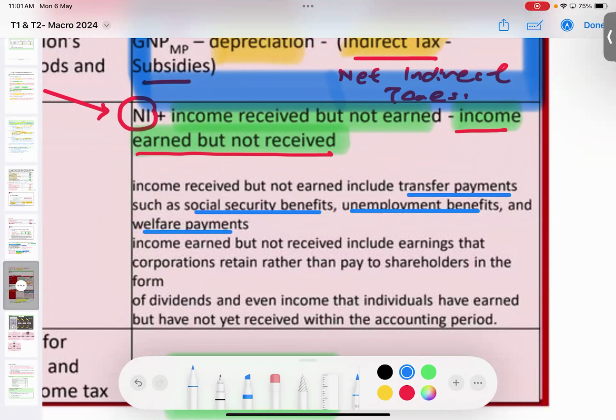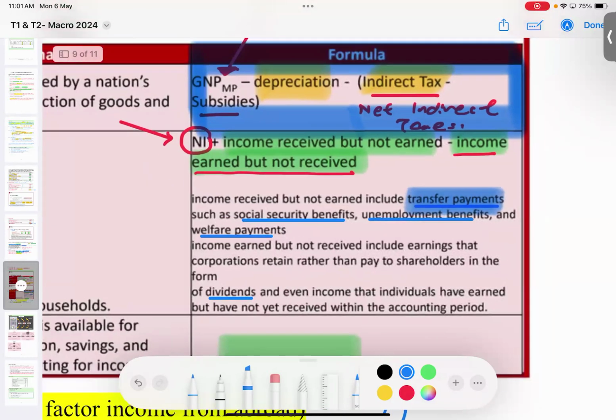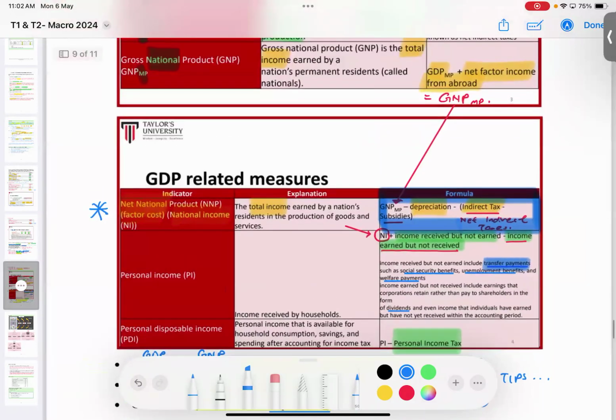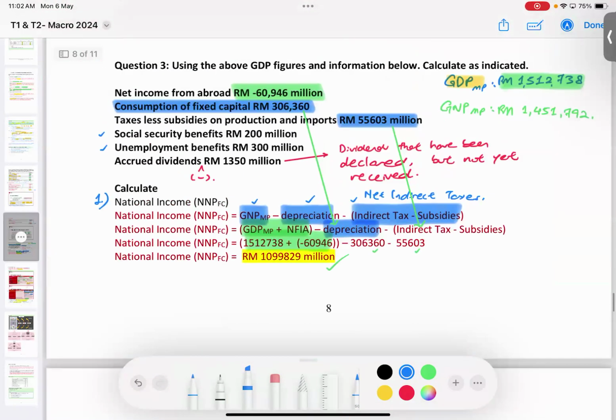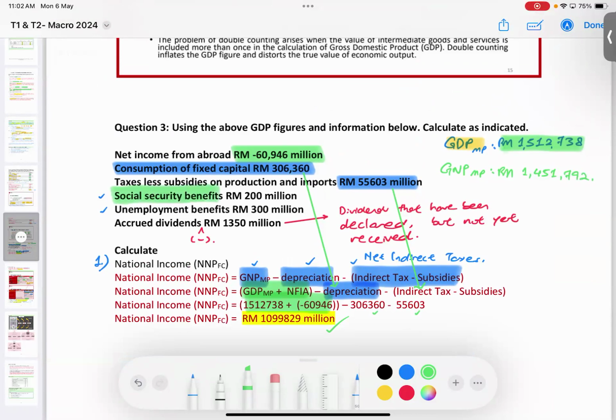Whereas income earned but not received means what? Earnings that corporates retain rather than pay to the shareholders in the form of dividends. That means dividends are not yet paid out. Or even income that individuals have earned but not yet received within the accounting period. So therefore, when I say income received but not earned, that means we are taking into account the transfer payments here, which are social security benefits and unemployment benefits.